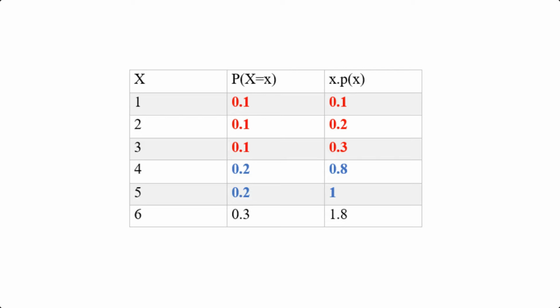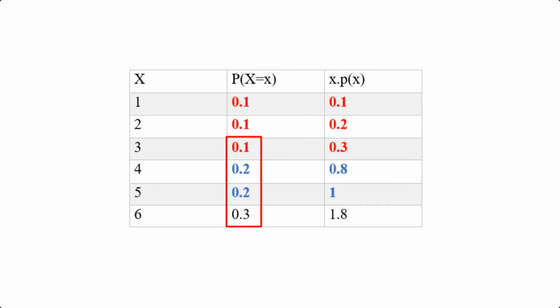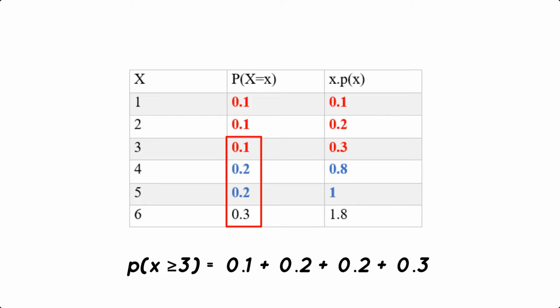The next question is telling us to get the value of the probability that x is greater than or equal to 3. From the last couple of videos we talked about, the probability that x is greater than or equal to 3 is equal to the probability that x is equal to 3 plus the probability that x is equal to 4 plus the probability that x is equal to 5 plus the probability that x is equal to 6. That is going to be 0.1 plus 0.2 plus 0.2 plus 0.3, and when we do the math we have our answer to be equal to 0.8.